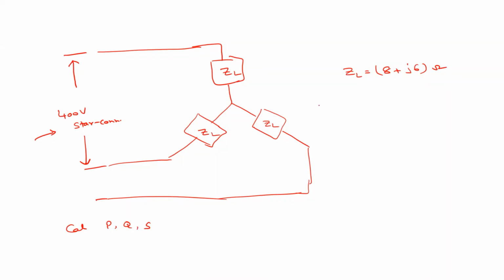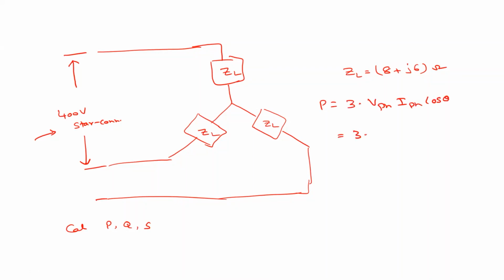So what is the active power P? Sir, 2176 watts, sir. No, it's wrong. What is active power? So 3 into V phase, I phase, cos theta, right?